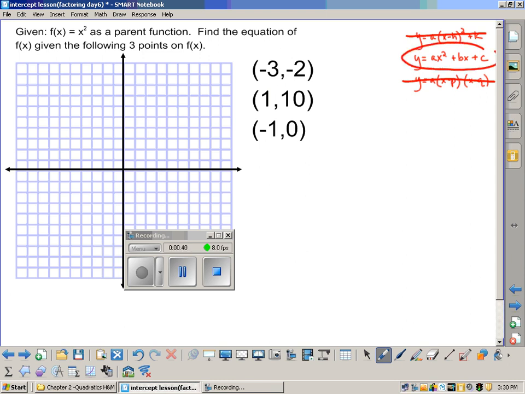standard form equation. And the way we are going to do this is we are going to take all these points and we're going to plug them into our standard form equation, and we're going to use the systems of equations to solve for all of our variables.